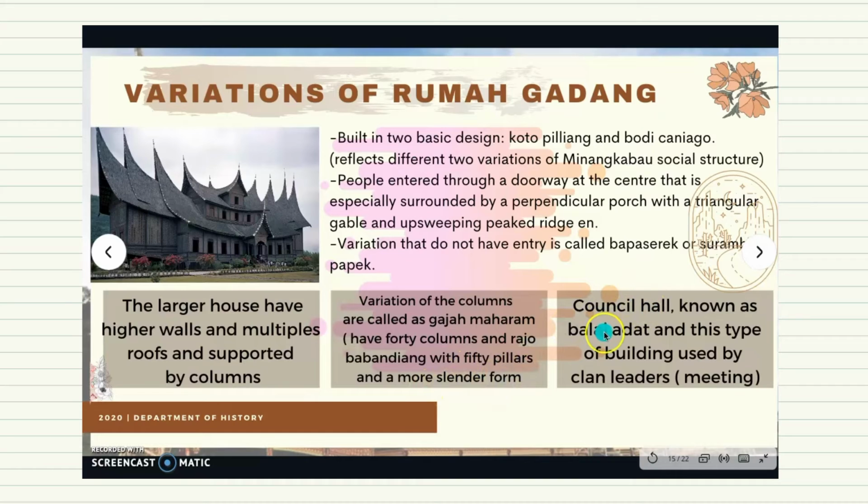Lastly, it has a council hall, which is also known as Balai Adat, and this type of building is usually used for the clan leaders. The purpose of this council hall is for meetings.